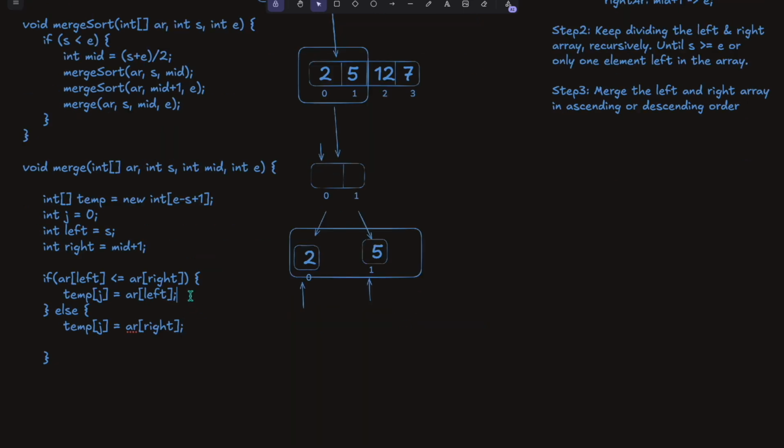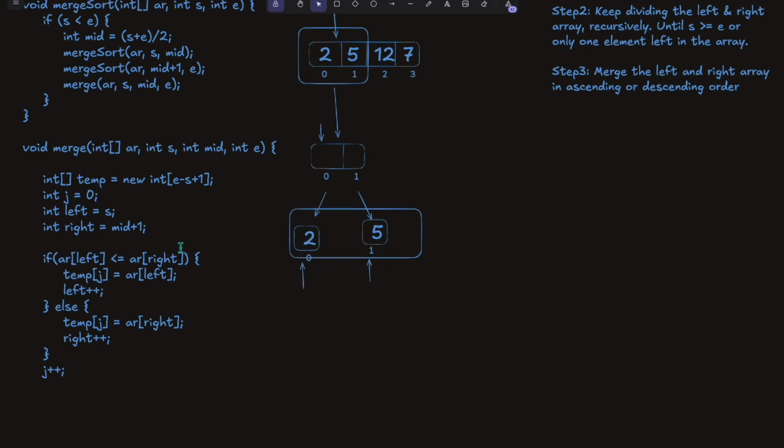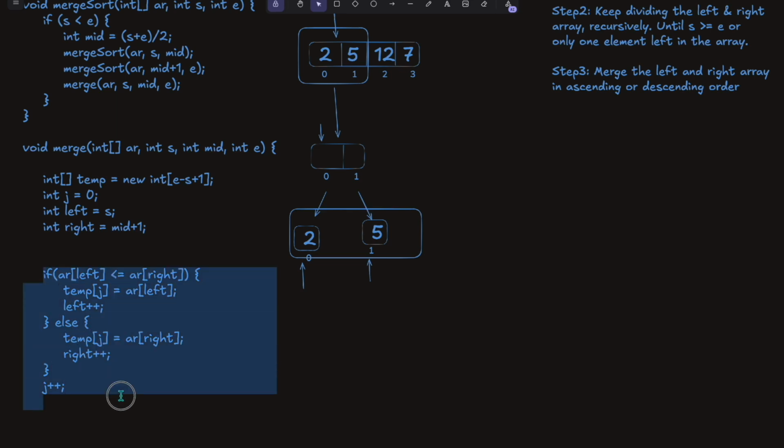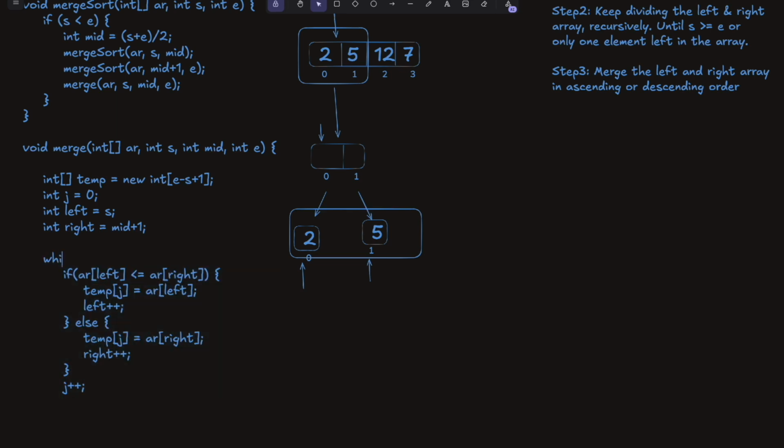Okay, now when you place left, remember we need to increment the pointer as well. So here we will increment the left pointer. If it is right, then we need to increment the right pointer, and in both cases we will increment the j pointer. So that's why I have kept it outside the condition, because in both conditions we need to increment j to the next index. So this will execute only once, but we need to keep executing when there are multiple items, right? So for that we need to write one while loop.